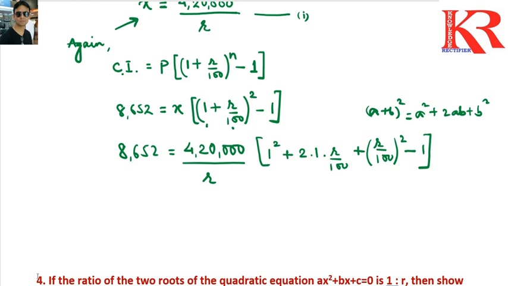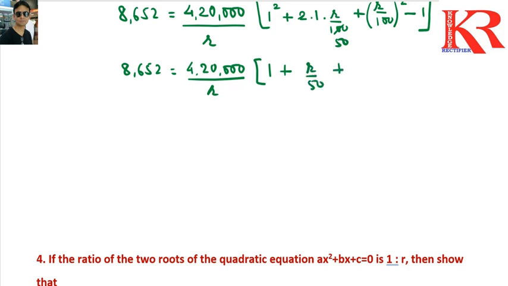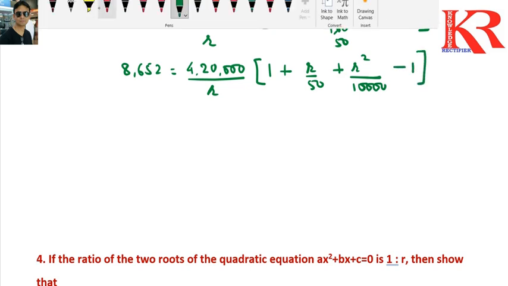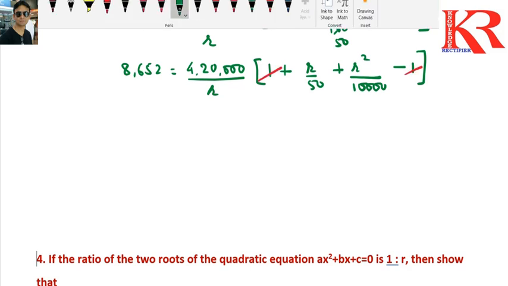Then what we get is this will be 8,652 is equal to 420,000 by r into 1 plus 2 ones are 2, 2 into r by 100, that is r by 50 we get here. This will be r square by 10,000. Okay, minus 1. And what we see is we can cancel this plus 1 and minus 1.